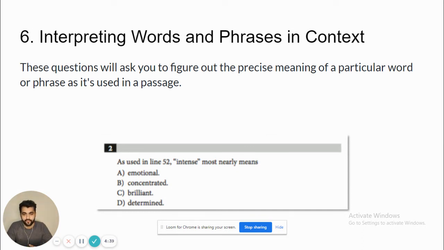So these are the 6 subtypes of the information and ideas question type. In the next video we will cover the other question types as well.